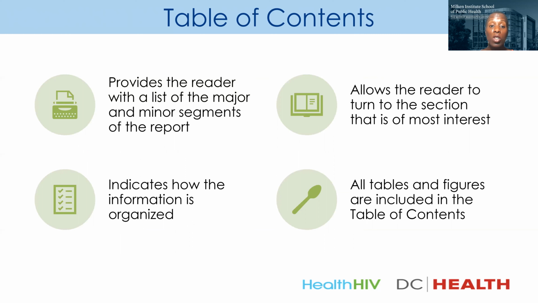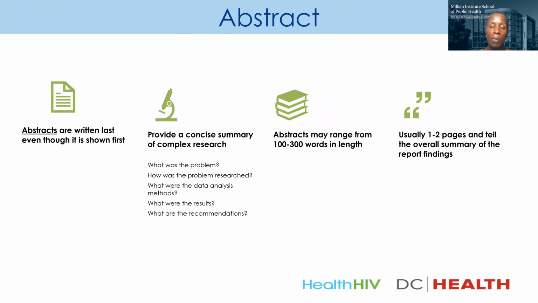It indicates also how the information is organized. And all tables and figures are included in the table of contents. So not just the actual report, but if you have a logic model, appendices, if you have all of those other things that you would like to add to your narrative, you should also include it in the table of contents under, appendix A through F, just letting the reader know that they'll be able to find all of these other items in the respective pages of the table of contents.